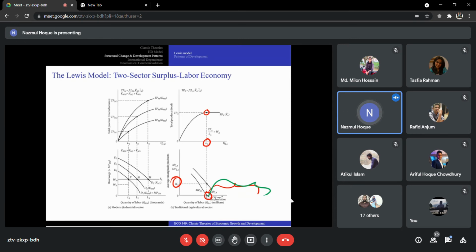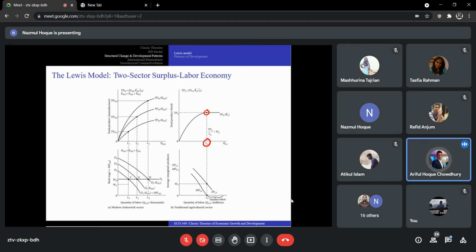Any questions? Okay. So if you have, yes. So maybe I have missed this part, but how can we find out the profit in the agricultural part?